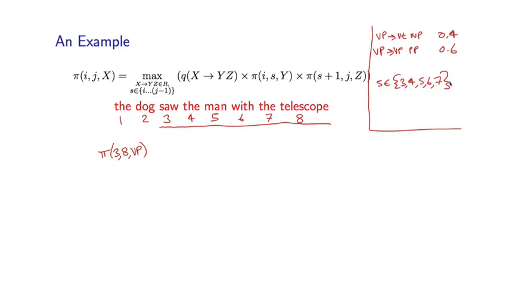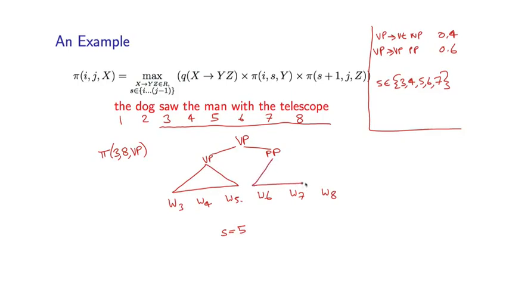So the basic intuition is the following. If I have words 3, 4, 5, 6, 7, 8, if I think of any VP spanning these words, then I have to make some choice of rule. For example, it might be VP goes to VP prepositional phrase. And I have to make some choice of split point. So let's take s equals 5, for example. What does the split point mean? That means that I'm considering the case where the VP spans words 3 through 5, and the prepositional phrase spans words 6 through 8.